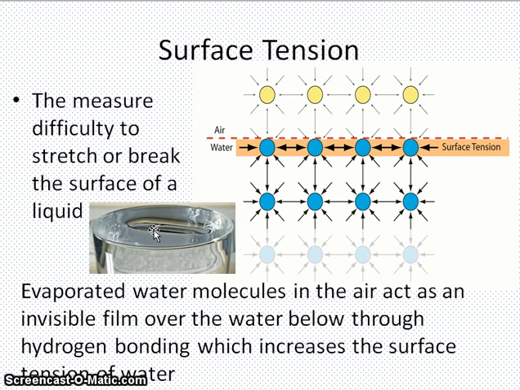So as you can see, water has really high surface tension for the paper clip not to break through. And that's because the evaporated molecules, water molecules in the air, as you can see here, act as an invisible film. And so the water below forms a hydrogen bond with it, which increases the surface tension of water. So all the water molecules up here and the water molecules down here are hydrogen bonding, which causes that invisible film, which increases its surface tension. So it's really difficult to break the surface of water, liquid, with small little things.